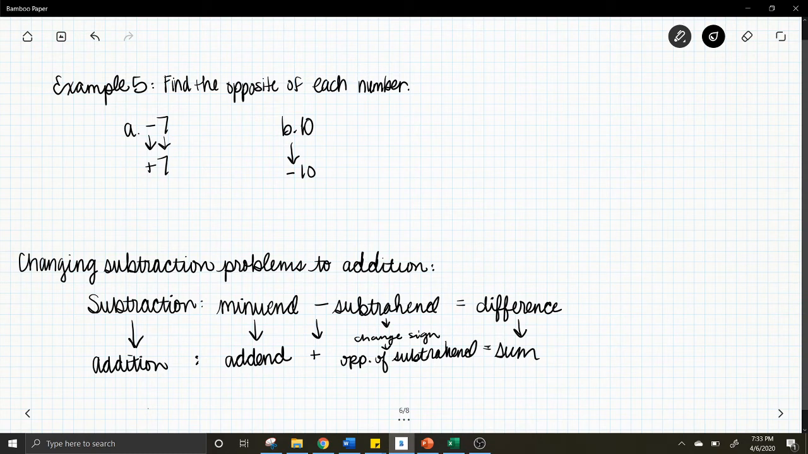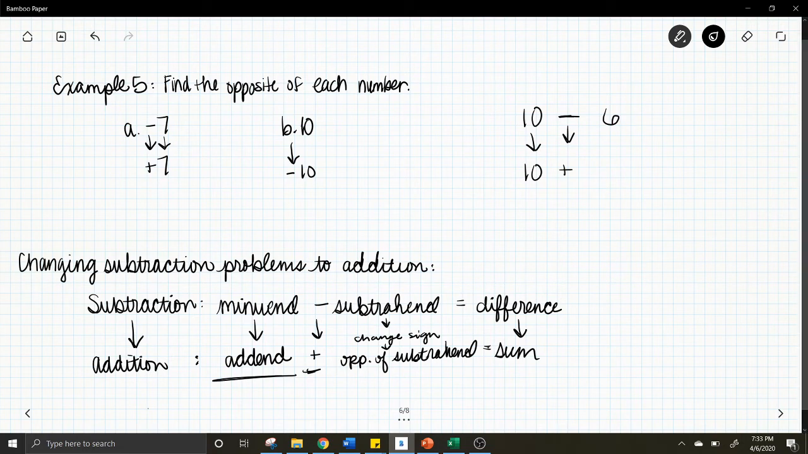So let's do an example of that. We have 10 minus 6. So this is just an example to show you. Obviously, we can do 10 minus 6. That's not a very difficult problem. But this is just to show you how this formula works. So notice here it says minuend becomes addend. The minus sign becomes a plus sign.